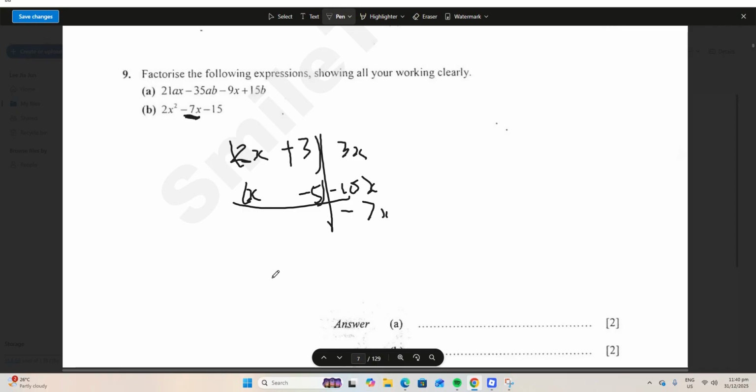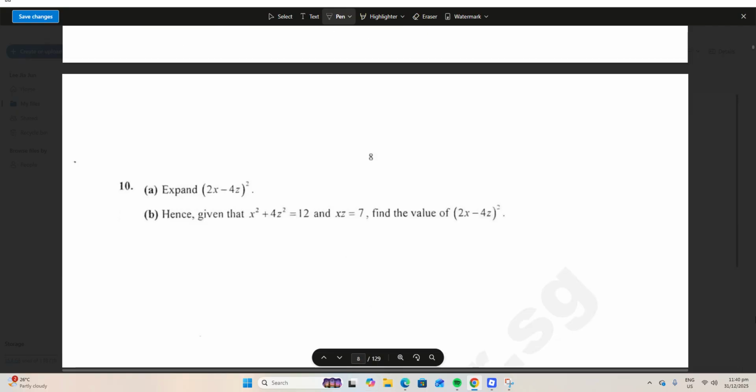Okay, let's move on to the next question. Oh my god, it's 20 minutes before New Year's and I'm doing this. Let's expand this. How do you expand this? By using (a minus b) whole thing squared. So what do you do? First of all, here will be (2x) whole thing squared, right? So 2x squared will become 4x squared.